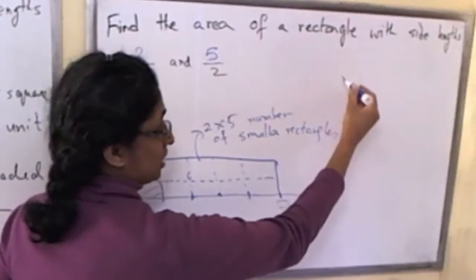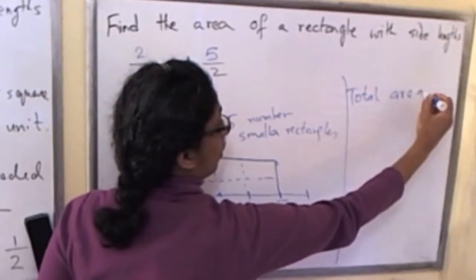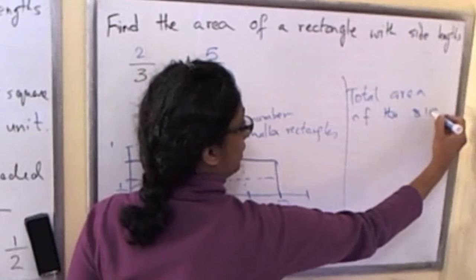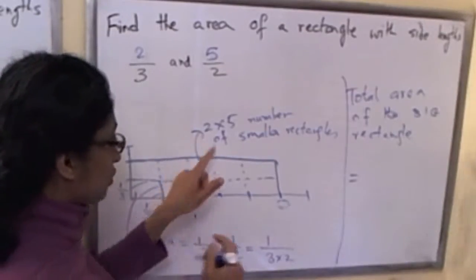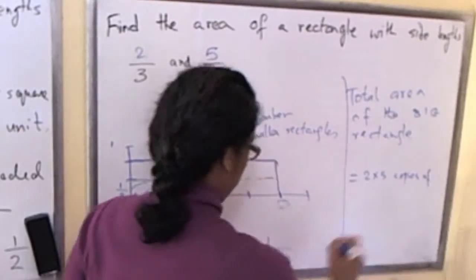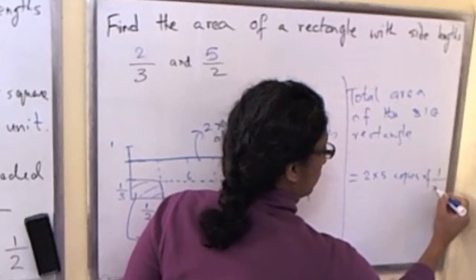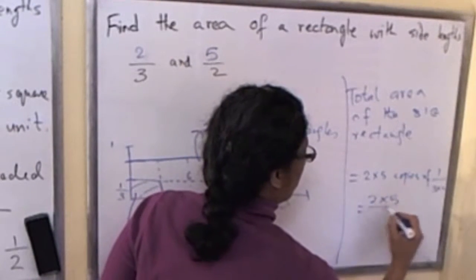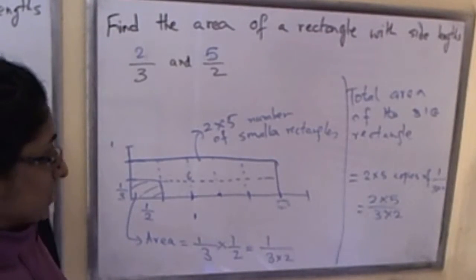Now it's just a matter of writing down what is the total area, or in other words, the area of this rectangle. I'll write it as big rectangle. What is that? It is really 2 times 5 copies of the area of a typical rectangle, which is 1/(3 times 2). So what do we get then? We get (2 times 5)/(3 times 2).